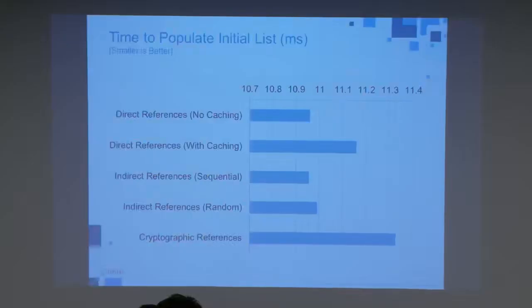Indirect references, sequential, don't really take much time. Indirect references that are random take a little bit of time to generate those random numbers. And the cryptographic references take a little bit more time. It's really only an extra 3% or so of overhead. So it's not a huge amount. But you do need to do those crypto operations to generate these lists.